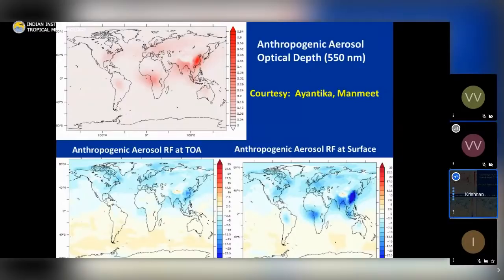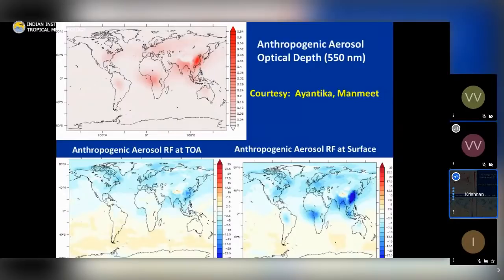And they can introduce large gradients in the radiative forcing regionally, and they can perturb your hydrological cycle. These are from the CMIP6 model experiments; we have this aerosol data given for all these models that participate in the CMIP. And this is the aerosol optical depth at 550 nanometers in the visible. And this is the radiative forcing.